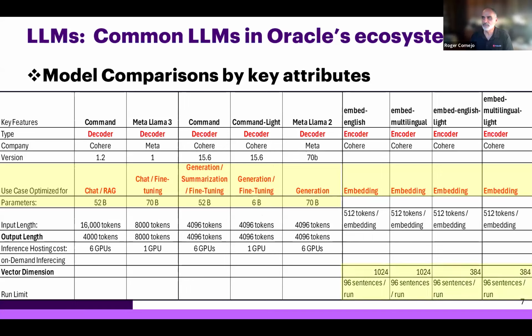And then when you get into the encoder models, some of the important attributes there are the vector dimensions. So in other words, how many dimensions are in the vector, and then how big of a run you can do with them. So I found it interesting to separate out and think about some of those key features of the different models and compare and contrast them.